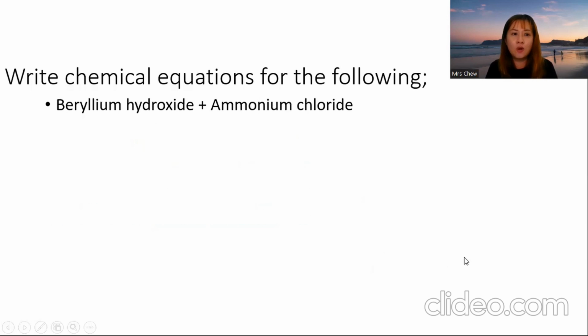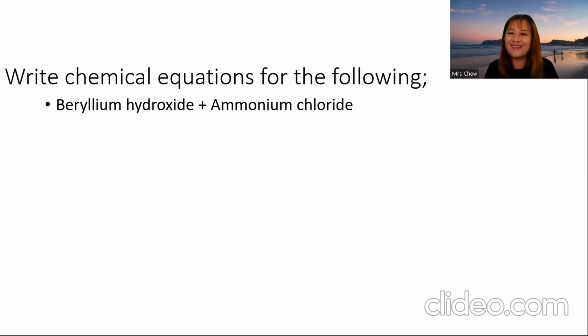So let's go. Right, chemical equations for the following. Now, beryllium hydroxide plus ammonium chloride. This is the second equation that you need to remember. If you have a base, that means oxide or hydroxide, reacting with an ammonium salt, you must know that this is a chemical reaction for your bases.